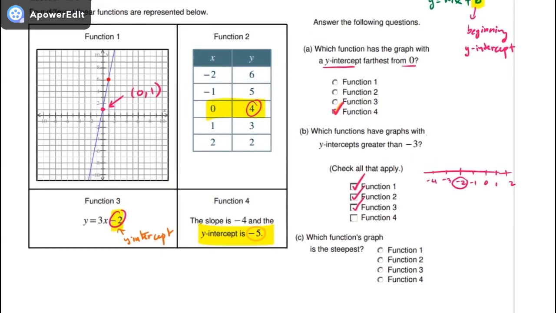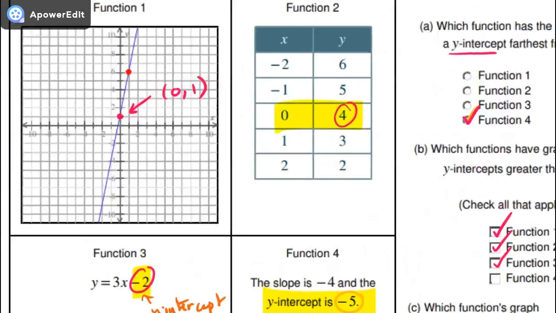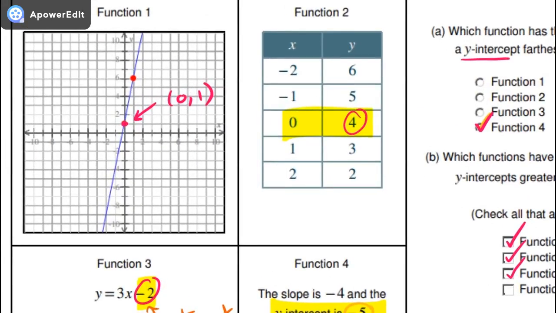Now, last one, which function graph is the steepest? Okay, which one is the steepest? So which one goes further down? By the steepness, we're going to look at the slope of each. So I'm going to look at function 1. What is my slope here? m equals rise over run. So you rise up 1, 2, 3, 4, 5 over 1. So slope is 5 over 1, or slope is 5.